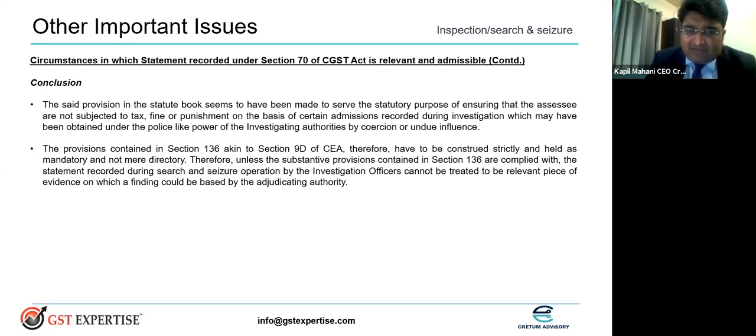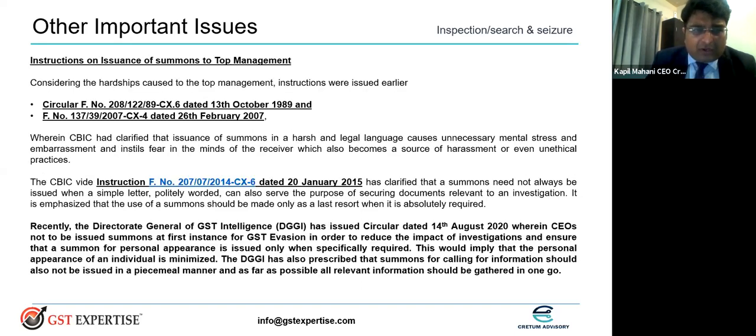That has to be seen very carefully, but since we have limited time, we will not be covering section 136 in detail. What is more important is that summons are being regularly issued to CFOs and the top management, and in respect of this there are multiple circulars.